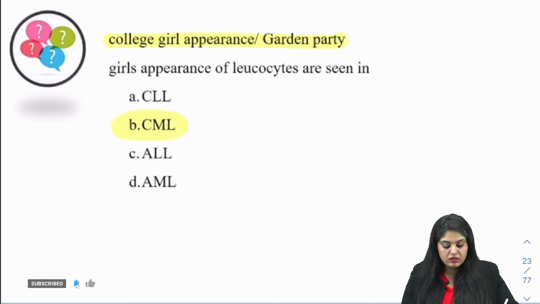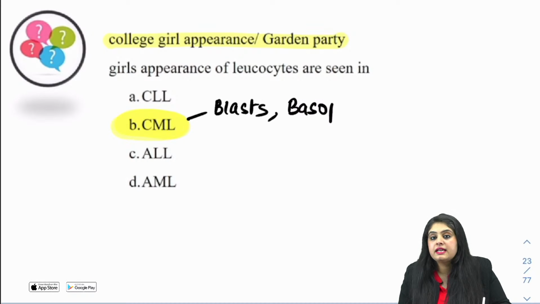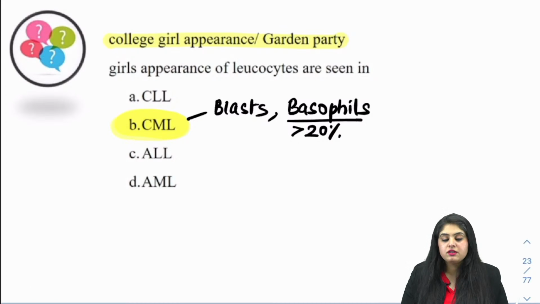So which is the leukemia that shows you different cells? Look, this can show me blasts also. This can show me basophils also. Tell me, if the basophils are more than 20%, which phase am I in? Is it chronic, accelerated or blast crisis?